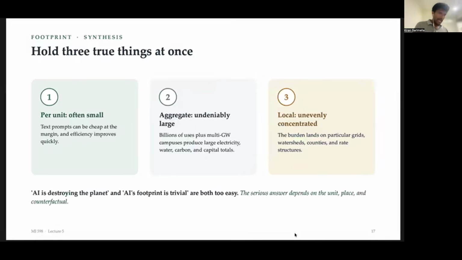So the "AI is destroying the planet" and "AI's footprint is trivial" claims are really, again, very straw man arguments. They're very high level arguments that may not really make a lot of sense. The serious answer depends on the unit, place, and counterfactual. So, I think this is something that we need to take away from this.